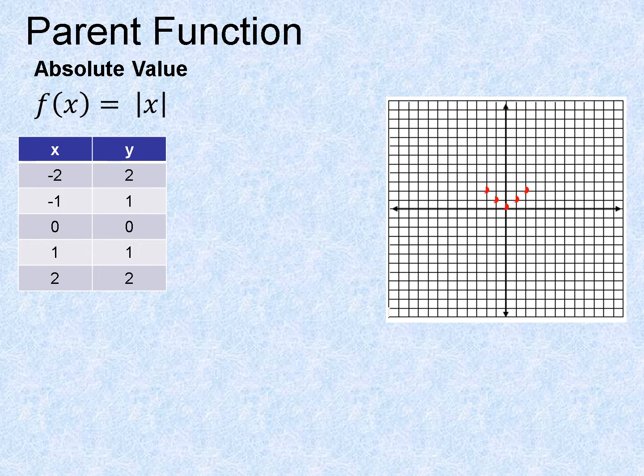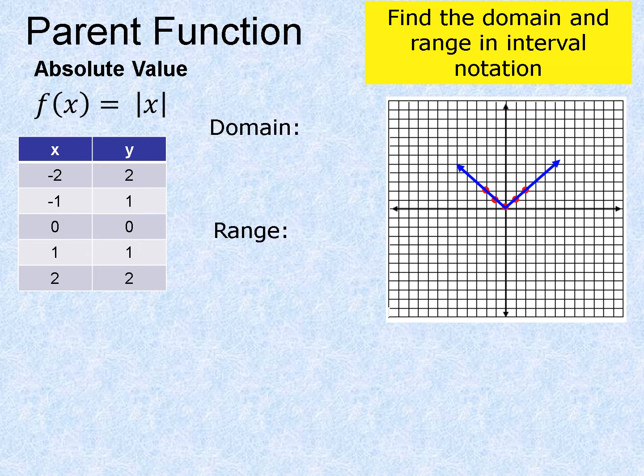So we graph the 5 points from the parent function table, and then we play a fancy game of connect the dots. We also discussed the domain and range in interval notation. If you remember, our domain was negative infinity to infinity. However, our range was 0 to infinity, where 0 gets a bracket. And that is because our lowest value on the absolute value parent function is 0 for the y's. So the lowest value is 0, and the highest value, it just keeps going to positive infinity. And the reason we use a bracket on the zeros is because we can actually touch that point on the graph.